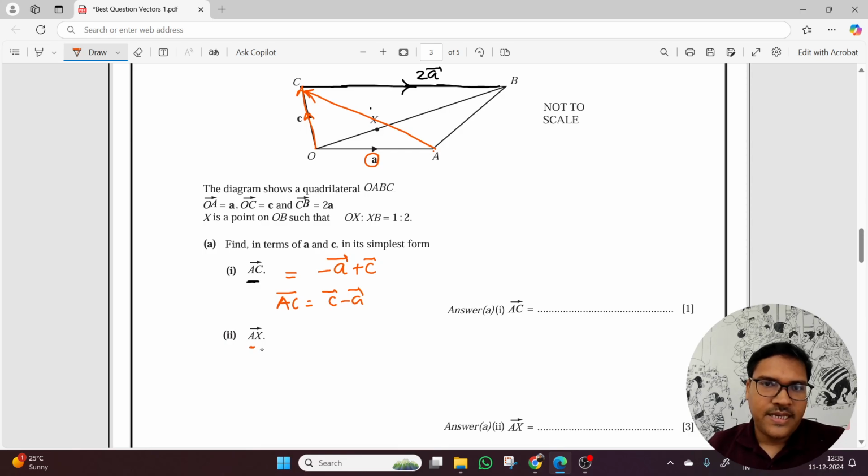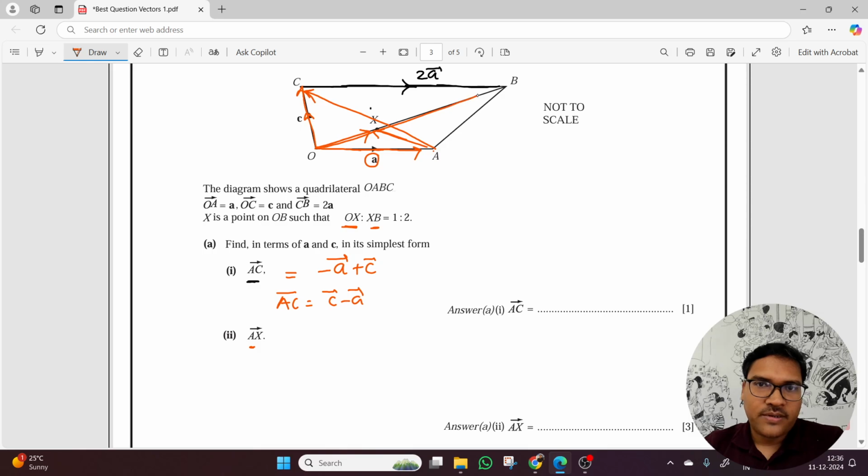Okay. Now what is AX vector? So let's see, if I join A to X, this is AX. A to X. Now we know this vector. If you can find OX vector, you can easily solve this AX vector. Now the question comes, how can you find OX vector? For OX vector, you know the ratio of OX to XB, but you don't know the complete vector OB. But I can easily find OB vector.